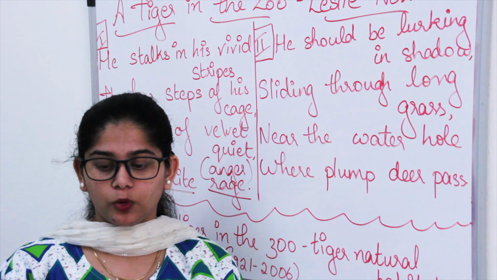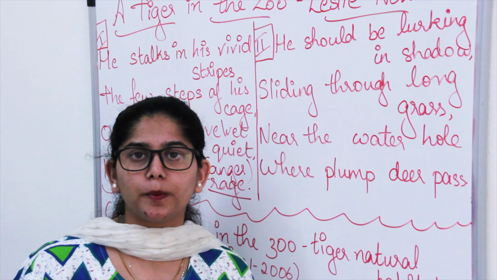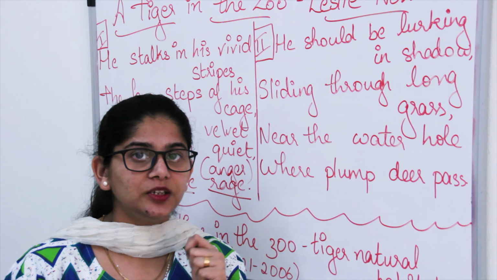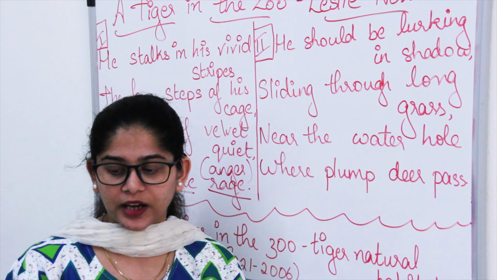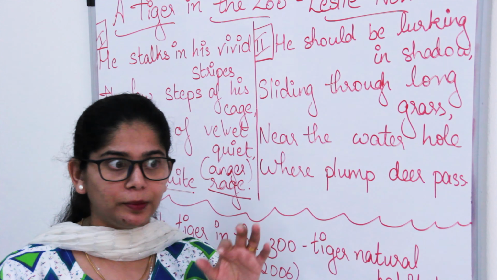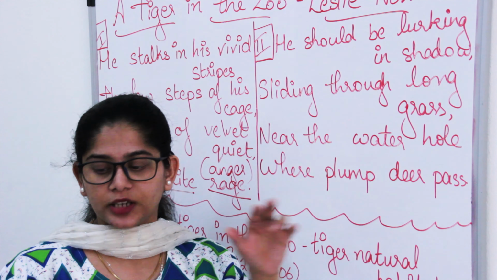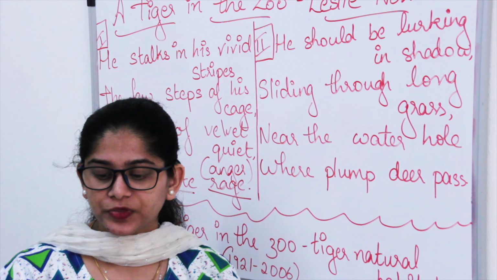You know that a cage is not a proper place for the tiger. Where is the proper place? It's the forest. So what will the tiger usually do? The tiger will be moving in the shadow, basically lurking in the shadow.